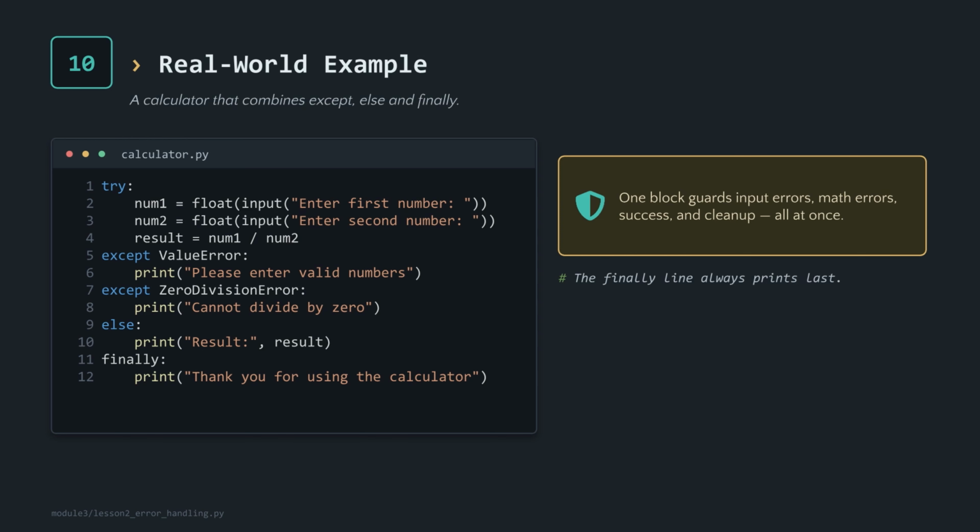Here is a real-world example. A calculator that combines try, except, else, and finally. This single block handles input errors, division by 0, shows the successful result, and cleans up at the end. It's a robust way to manage different outcomes all at once.